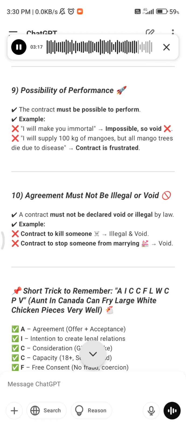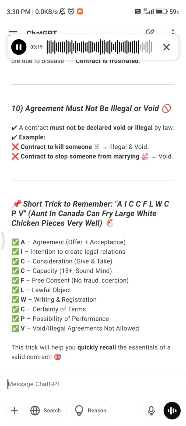Short trick to remember: AICCFLWCPV, and in Canada can fry large white chicken pieces very well. A: agreement, offer plus acceptance. I: intention to create legal relations. C: consideration. C: capacity, 18 plus, sound mind. F: free consent, no fraud or coercion. L: lawful object. W: writing and registration. C: certainty of terms. P: possibility of performance. V: void, illegal agreements not allowed. This trick will help you quickly recall the essentials of a valid contract.